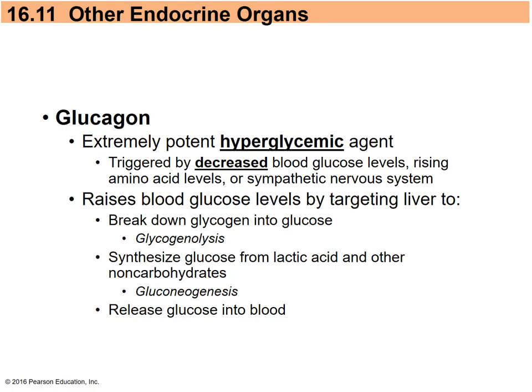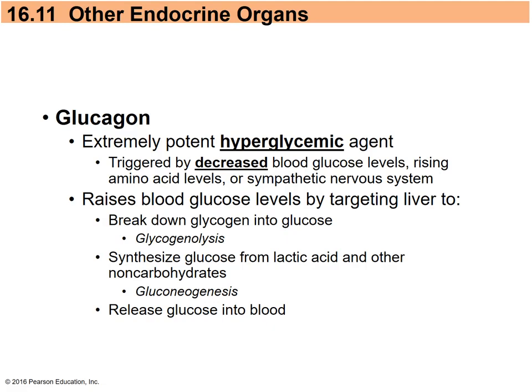Glucagon is also going to help synthesize glucose, make glucose from lactic acid and other non-carbohydrates. You can take lactic acid and from there start adding carbons to it. Lactic acid has 3 carbons on it. Glucose has 6. So one by one you start adding carbons to it and eventually you make glucose. That is gluconeogenesis. Gluco stands for glucose. Neo is new. Genesis is forming. So you're forming new glucose molecules. And you're going to be releasing all this glucose into the blood.